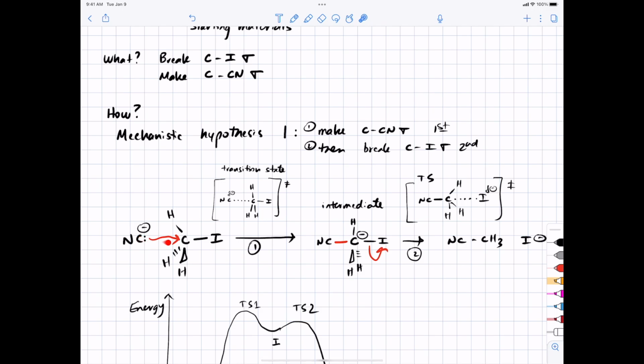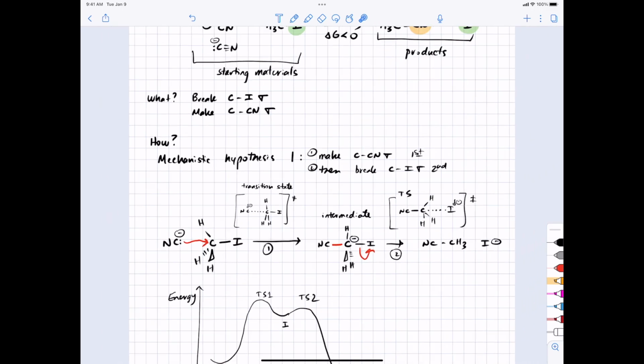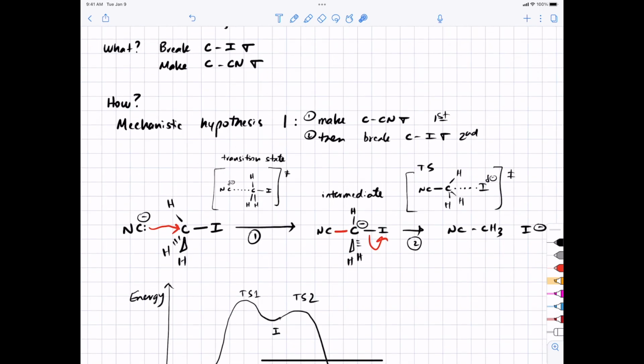One wherein we made the carbon-carbon bond first to get some intermediate with 5 bonds to carbon, and that made us a little uncomfortable because we've been taught not to have 5 bonds to carbon, but we're just generating hypotheses here. So we'll talk about what the evidence suggests later. And then we might break the carbon-iodide bond to give us products.